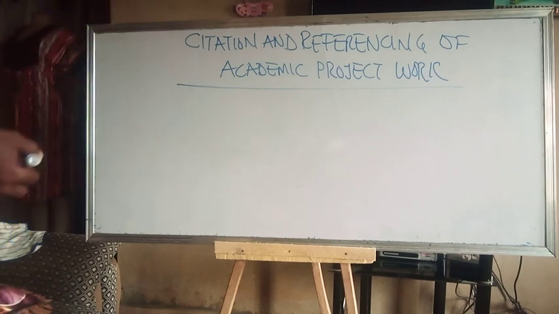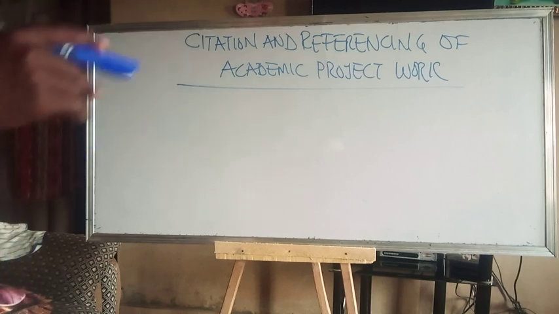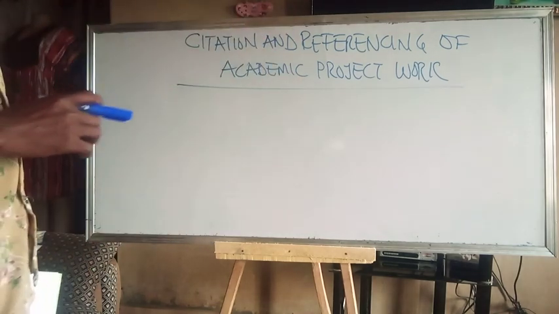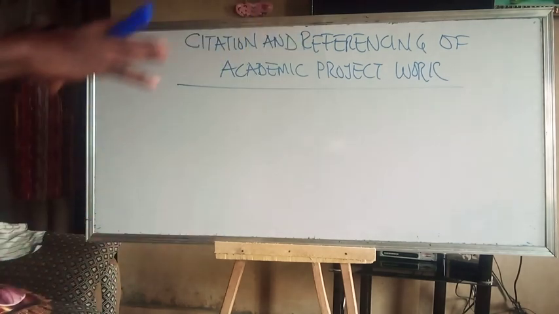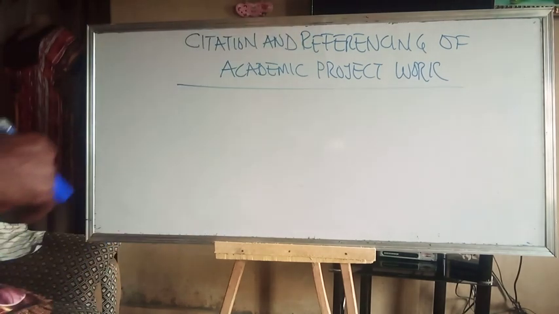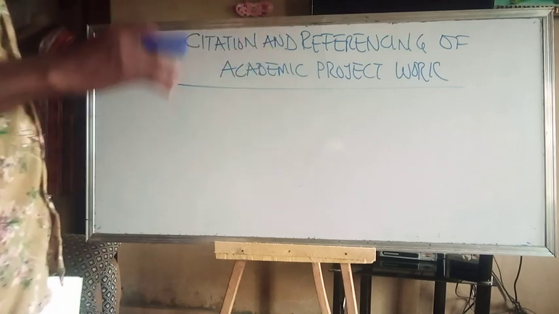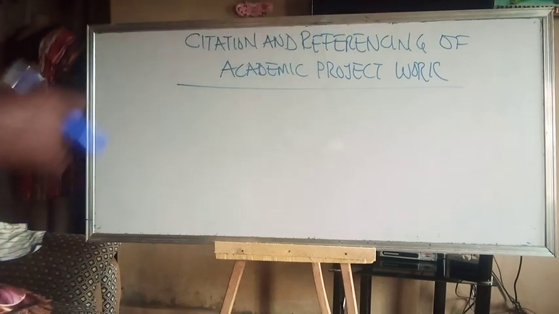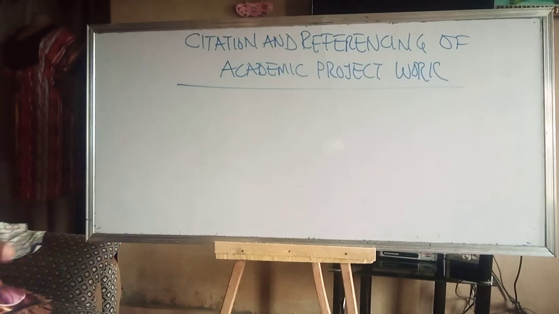So what is citation? Citation is a brief mention within the body of your work. When you use somebody's work and you want to cite it in your work, it's usually done in the middle of the work. While referencing is a separate section in your project work. It comes last in the dissertation and the like.